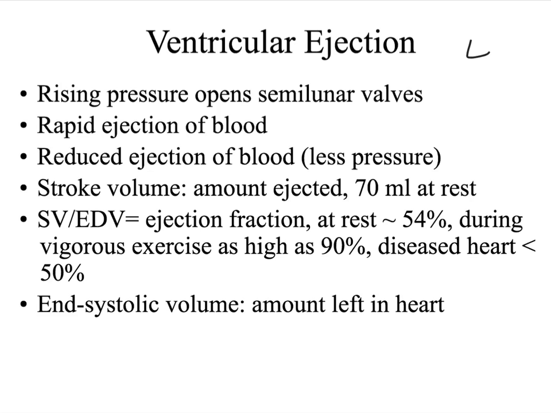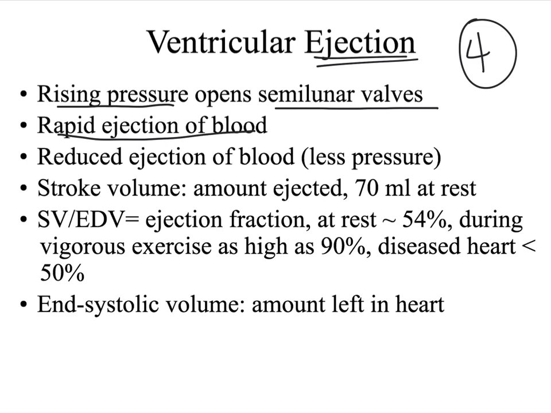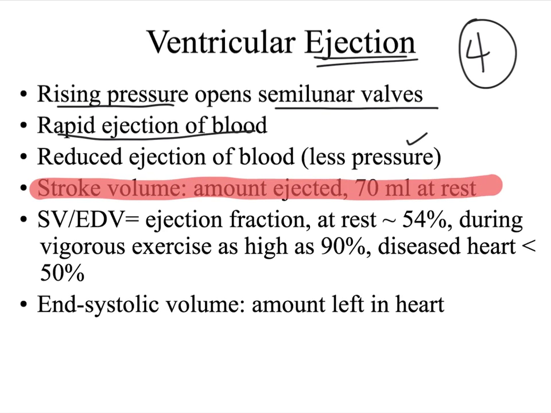Now stage 4 is ventricular ejection. All right, so ejecting. What's happening with ejection? Stuff is coming out. As the pressure goes up, the semilunar valves are going to open, and the blood is going to get ejected. Then the blood volume in the ventricles is going to go down, so the pressure is going to decrease.